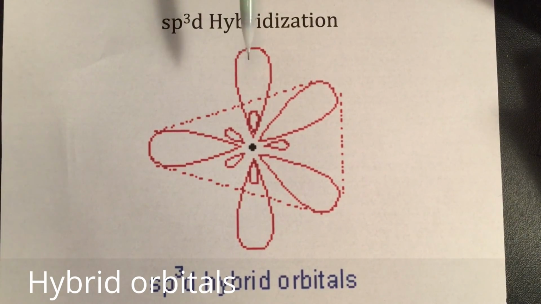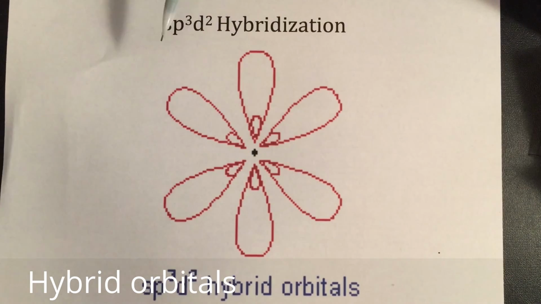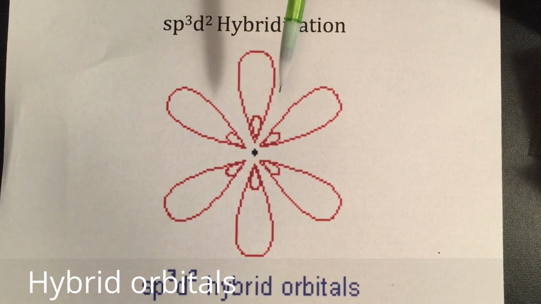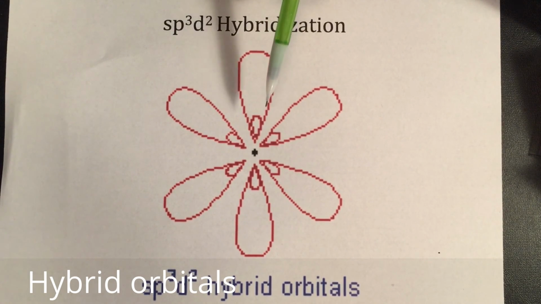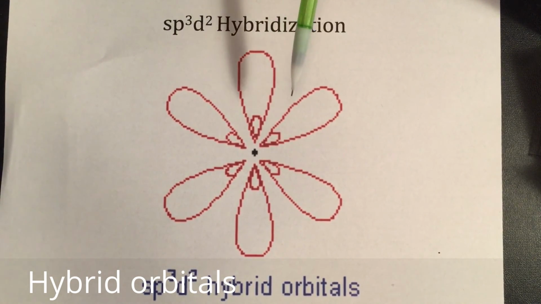sp3d hybridization can explain the trigonal bipyramidal structure of molecules. The 3s orbital, 3 3p orbitals, and 1 3d orbital create 5 hybridized sp3d orbitals. sp3d2 hybridization can explain the octahedral structure of molecules. One 3s orbital is mixed with 3 3p and 2 3d orbitals to create 6 hybridized sp3d2 orbitals.